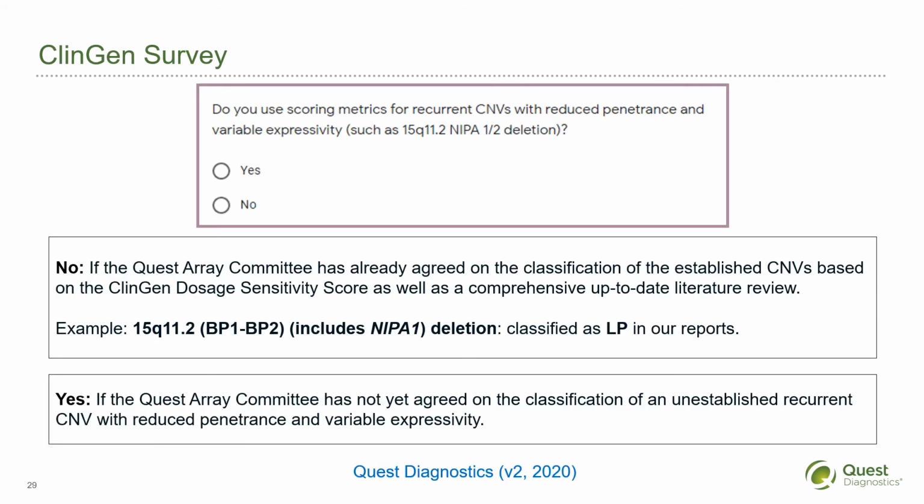We will not utilize the scoring metrics for the recurrent CNVs with reduced penetrance and variable expressivity if the Quest array committee has already agreed on the classification of the established CNVs based on the ClinGen dosage sensitivity score, as well as a comprehensive up-to-date literature review. For example, in our lab, 15q11.2 BP1-BP2 deletion is reported as likely pathogenic. However, we will utilize the scoring metrics if the Quest array committee has not yet agreed on the classification of an unestablished recurrent CNV with reduced penetrance and variable expressivity.